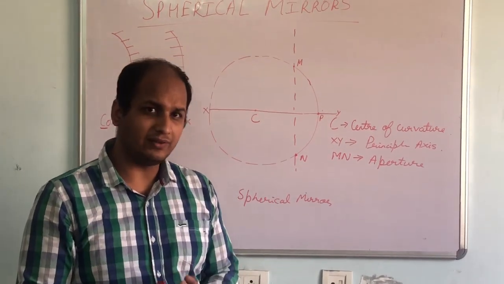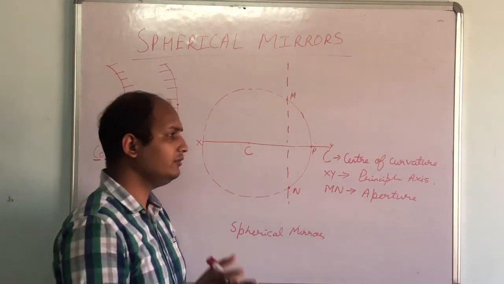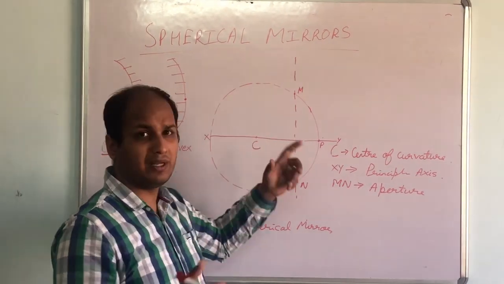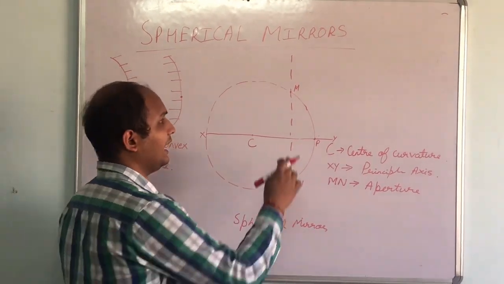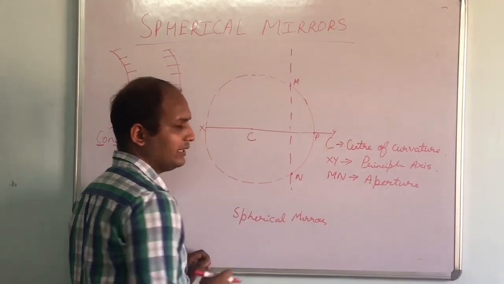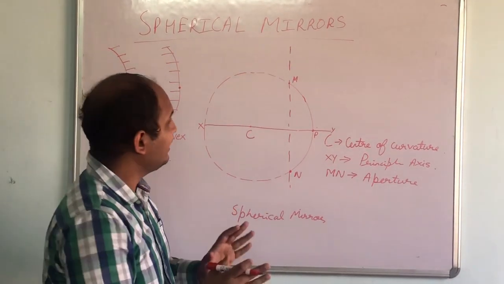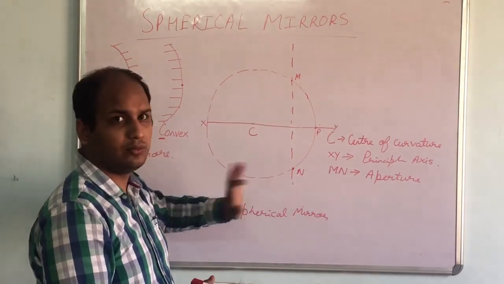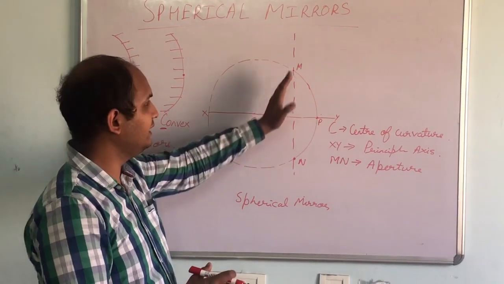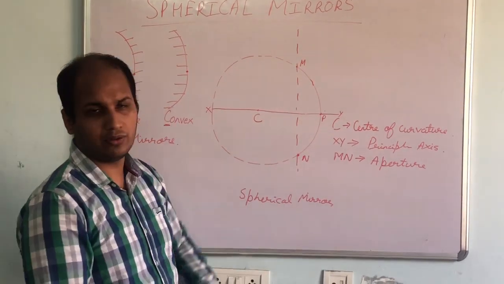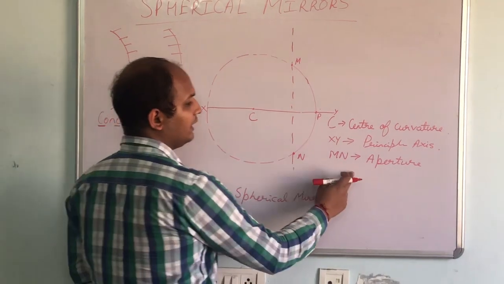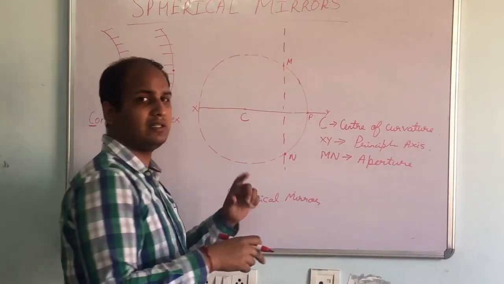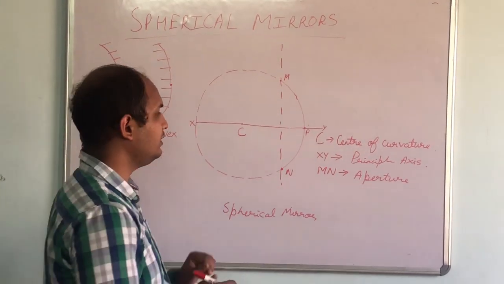The reflecting surface or reflecting part of the mirror is called aperture. What do you mean by reflecting surface or reflecting part? As you can see, the mirror is from here to here, right? So the mirror can only reflect the rays from here to here, right? Only this part of the mirror is able to reflect the rays. So that's why we know it as aperture. That is, the reflecting surface of the mirror is called aperture.